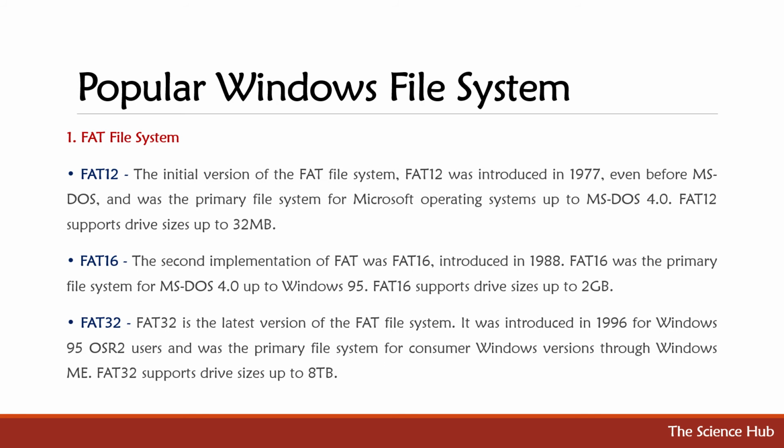FAT16. The second implementation of FAT was FAT16, introduced in 1988. FAT16 was the primary file system for MS-DOS 4.0 up to Windows 95. FAT16 supports drive sizes up to 2 GB.